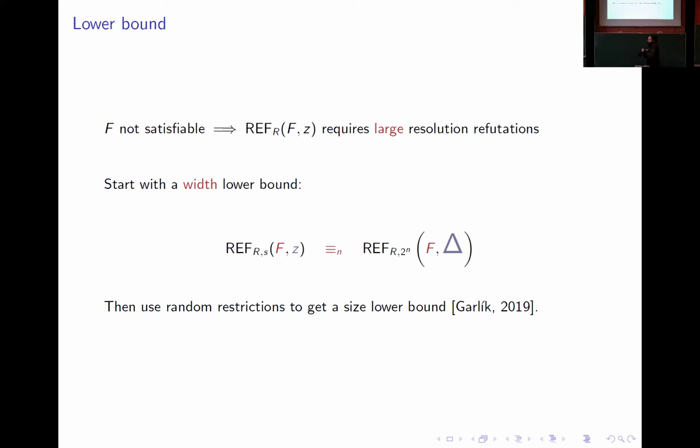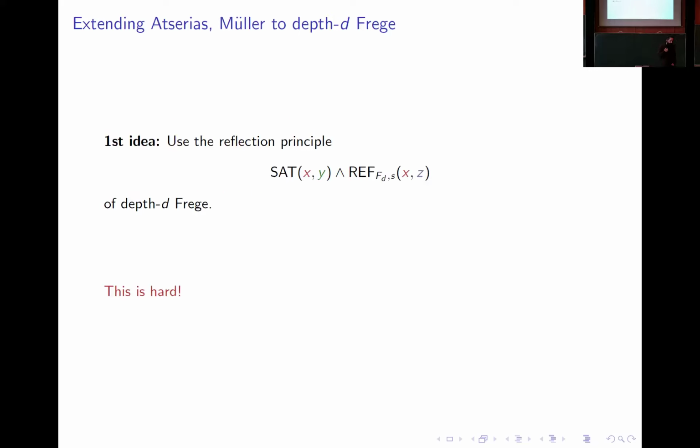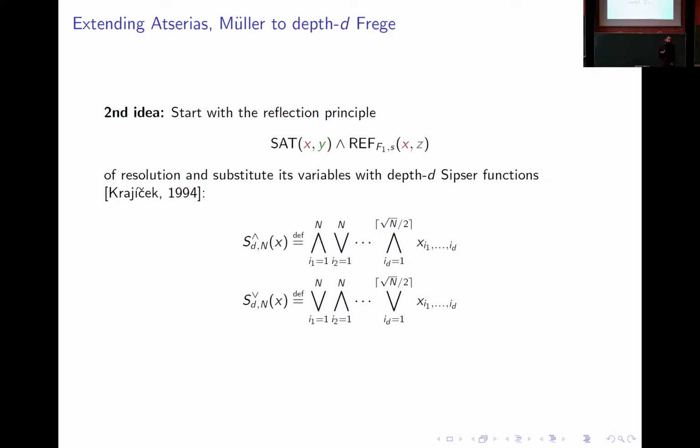To extend this to Frege systems of higher depth, the first idea is to do the same, but for the reflection principles of depth d Frege. I tried doing that, then I realized it's hard. The second idea is to start with the reflection principle of resolution and substitute variables with depth d subset functions. This is how the first lower bound for bounded depth Frege was proved.